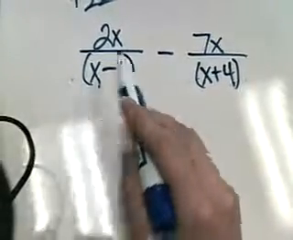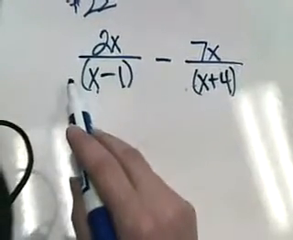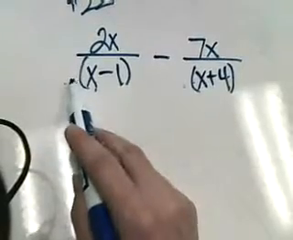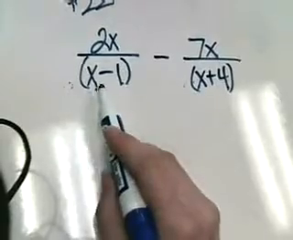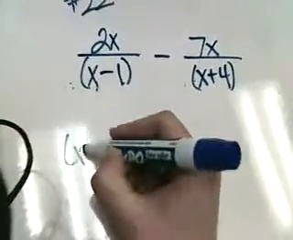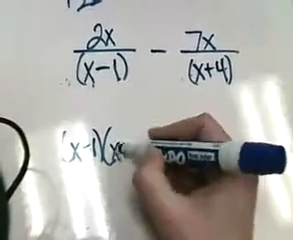Now, when I go to find my common denominator, remember I need the common denominator from the numbers. Well, I don't have any numbers out front. I need the most x coefficients, meaning the x's out front. I don't have any x's out front. And then I need the most of each set, meaning I need an x minus 1, and I need an x plus 4.